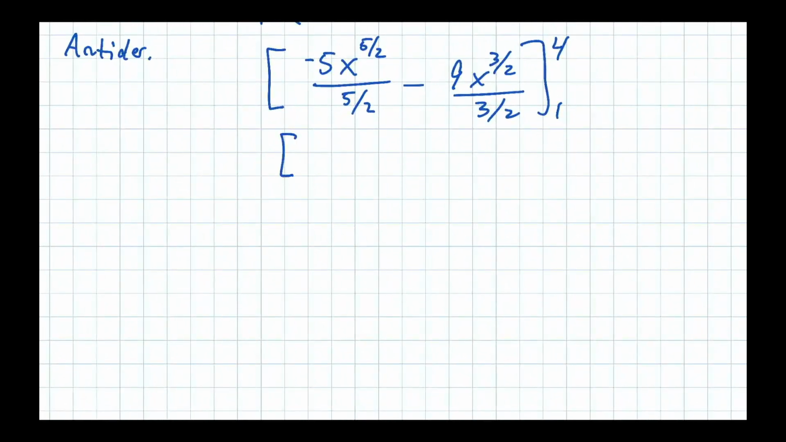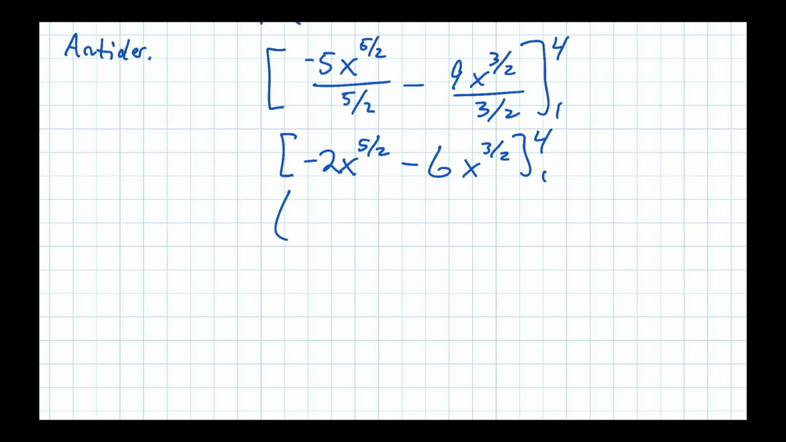Just like before, we want to simplify this. This is going to be negative 2x to the 5/2. Looks like 9 over 3 is 3 times 2 is 6. So I think that's negative 6 x to the 3/2, 1 to 4.